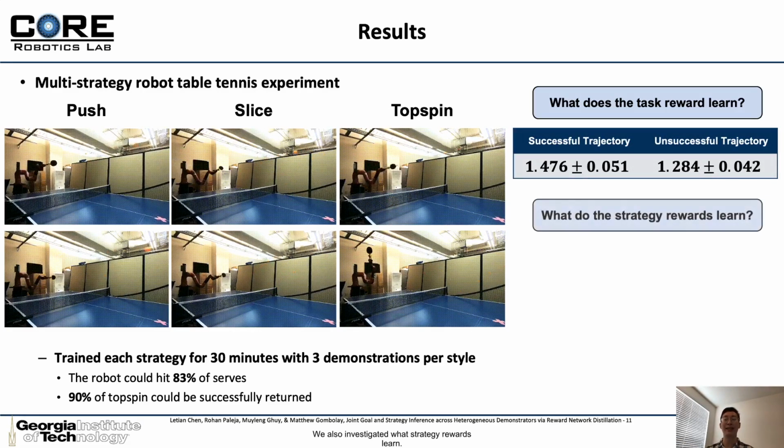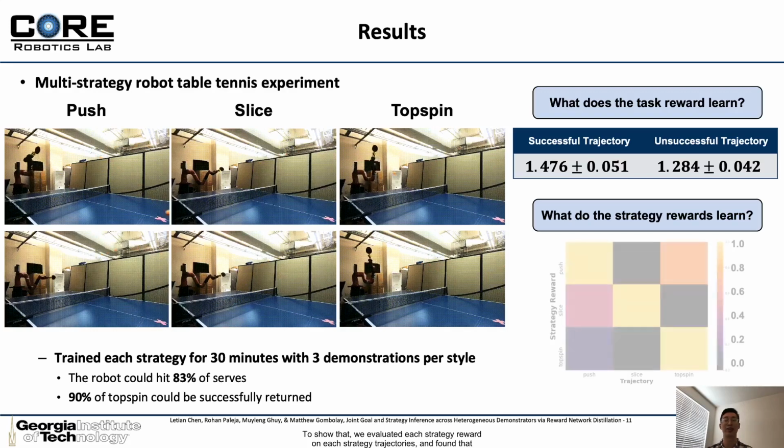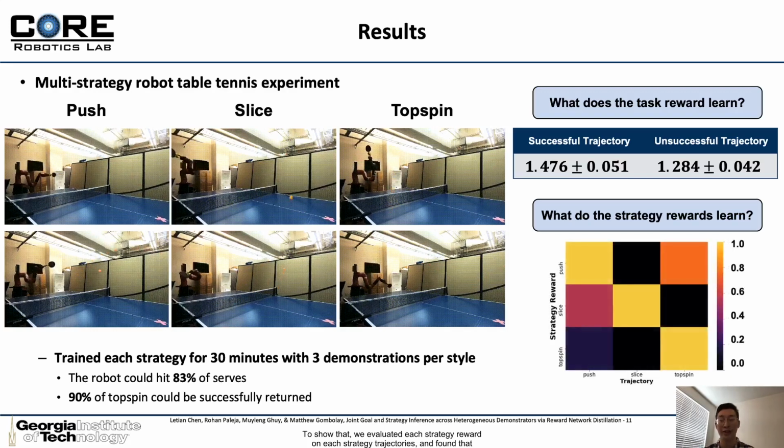We also investigated what the strategy rewards had learned. To show that, we evaluated each strategy reward on each strategy's trajectories, and found that the push strategy reward gives the highest reward to the corresponding push trajectory, and so do the slice reward and top spin.